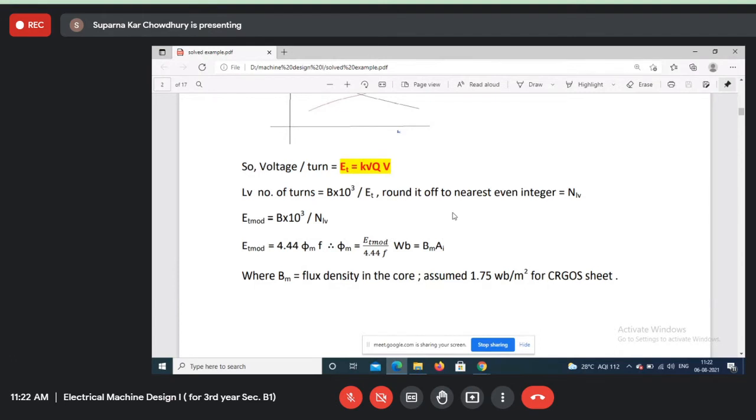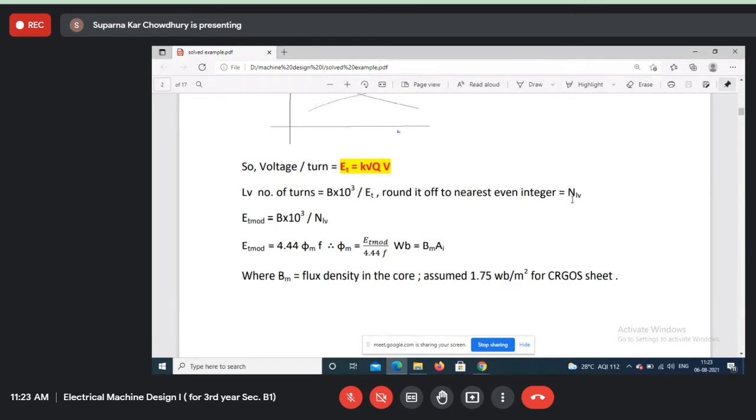So V_LV is the LV voltage rating, that is given in kV. So the LV number of turns will be V_LV into 10 to the power 3 by E_T. Now, as it is a single phase core type transformer, we put half the turns on one limb and half on the other limb. We want the construction to be symmetrical, so the number of turns should be rounded off to the nearest even integer.